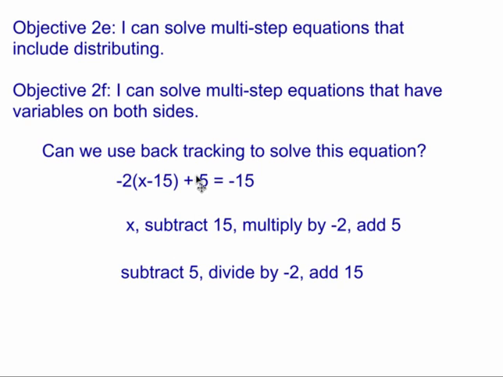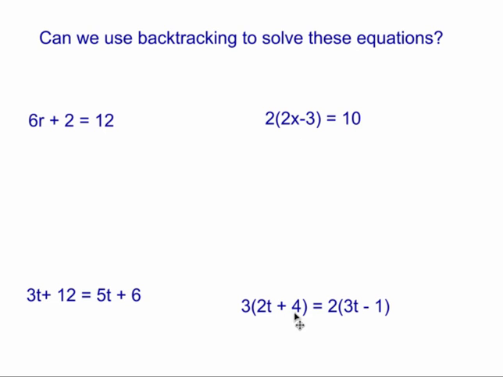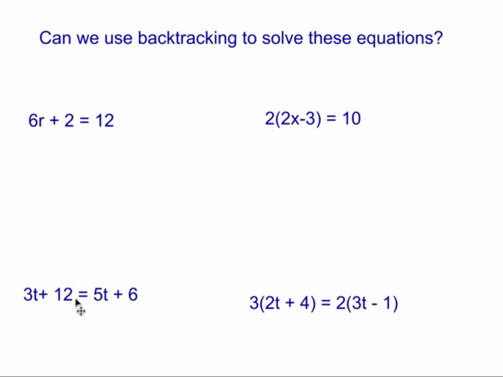Well, that means we would subtract by 5, then divide by 2, and then last add by 15. So we can use backtracking to solve this equation. So let's look at a few examples here. Could we use backtracking to solve this equation? Well, in this case, we would subtract by 2 and then divide by 6.